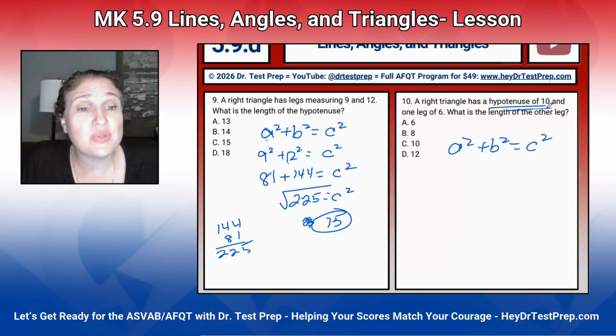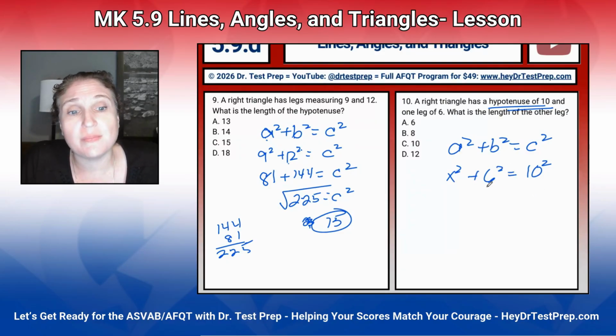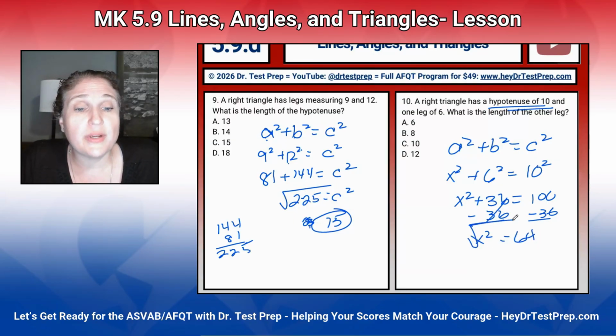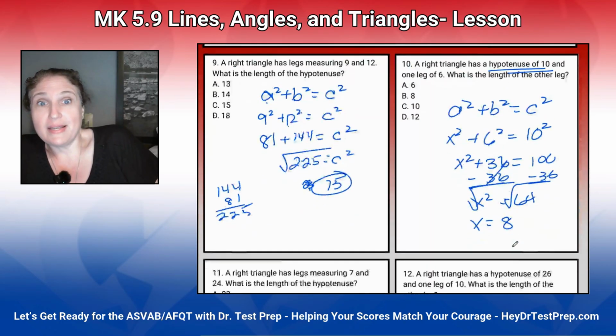Here, the hypotenuse is 10, so the 10 goes in the c squared. I don't know one leg, but my other leg is 6. So then we just do the math. 6 times 6 is 36. 10 times 10 is 100. Subtract 36 from both sides. Take the square root of both sides. The square root of 64 is 8.